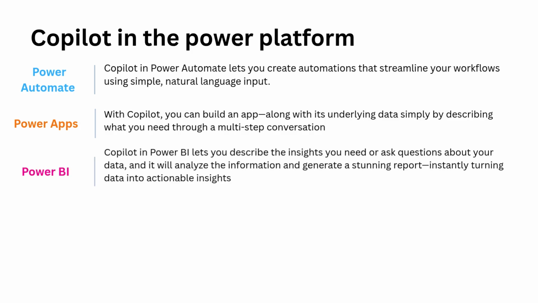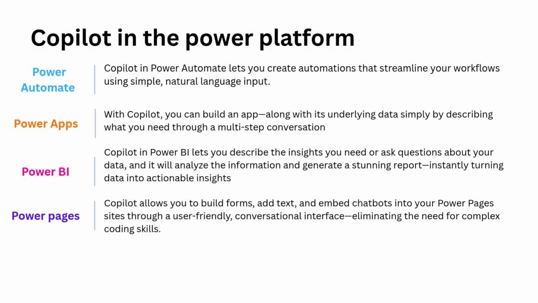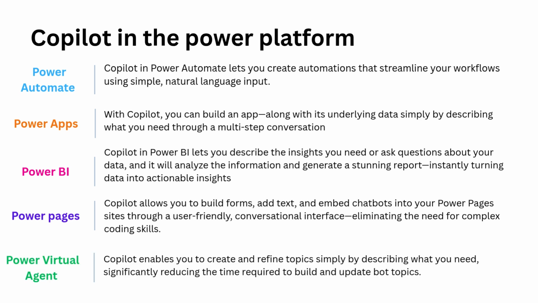Power BI: ask questions like, show sales by region for the last quarter. Copilot creates visuals, charts, and reports instantly. Power Pages: easily add forms, text, and chatbots to your web pages. No need to write HTML or custom scripts. Power Virtual Agents: explain what you want your chatbot to say or do. Copilot builds or improves chatbot topics using natural language.